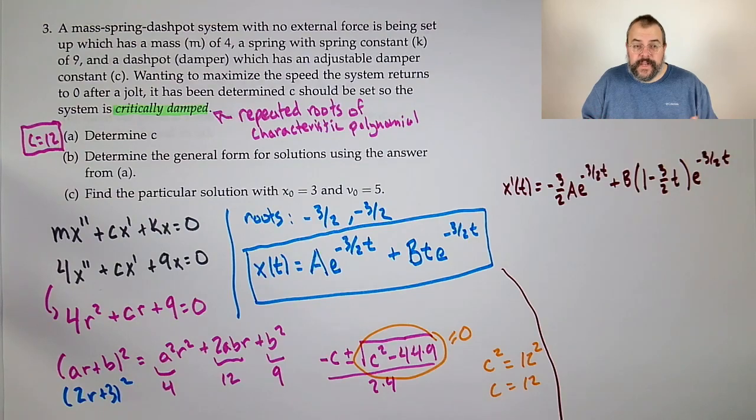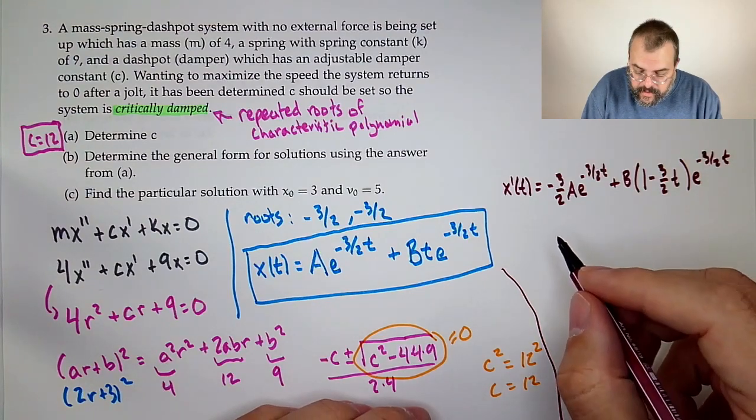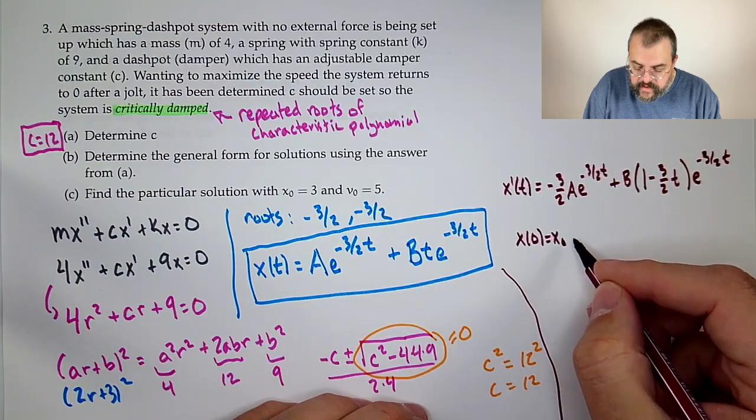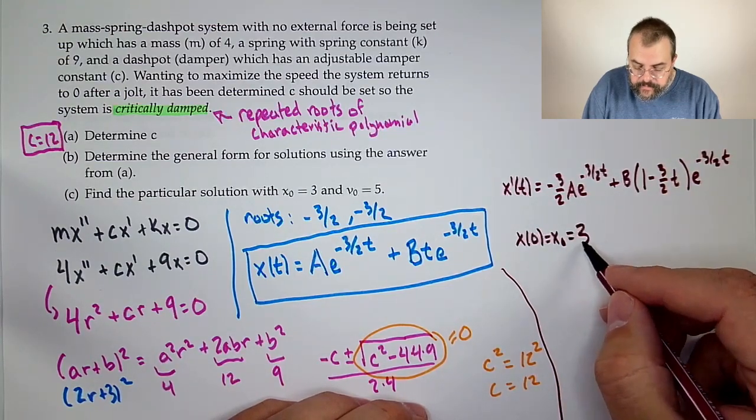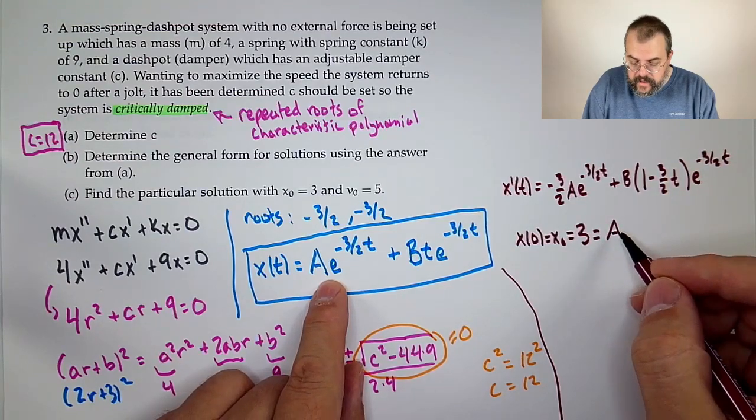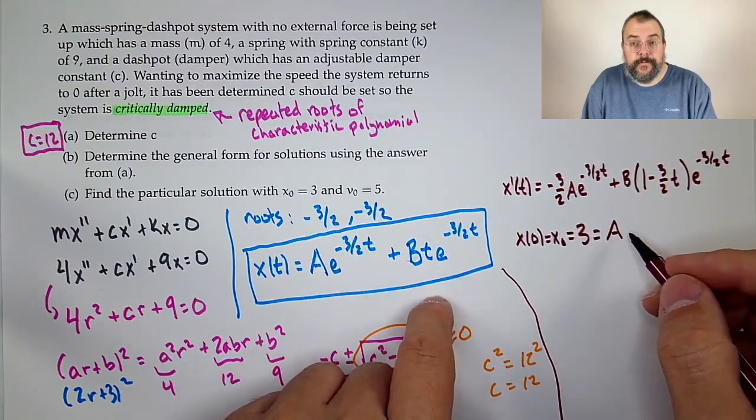So now we plug in our initial conditions. We know that x of 0, which is just our x0, is 3. Well, plug in 0 here, we get a plus 0.